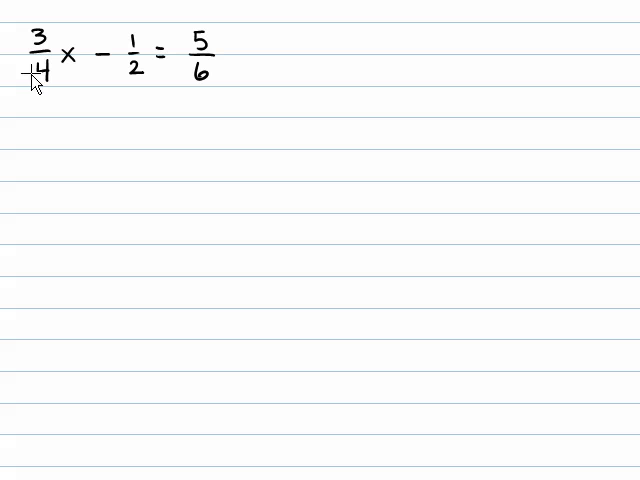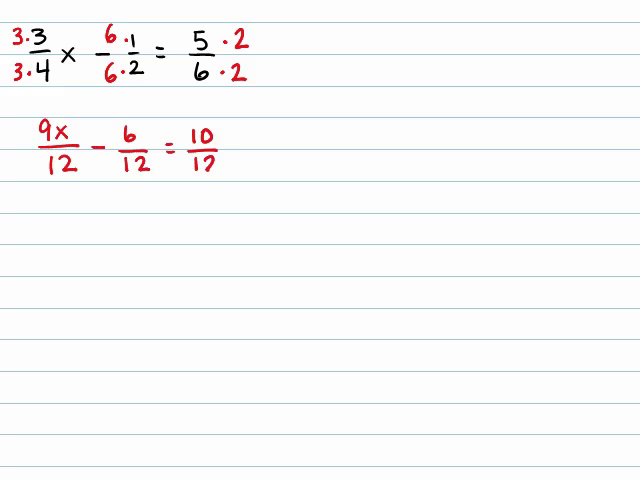So the first fraction I will multiply by 3 in the denominator and 3 in the numerator. The second fraction by 6 in the denominator and 6 in the numerator. And the third fraction by 2 in the denominator and 2 in the numerator. The fractions are now 9x over 12 minus 6 over 12 equals 10 over 12.